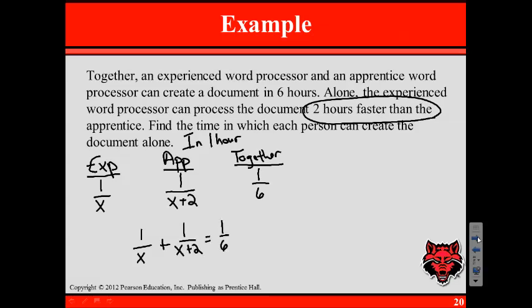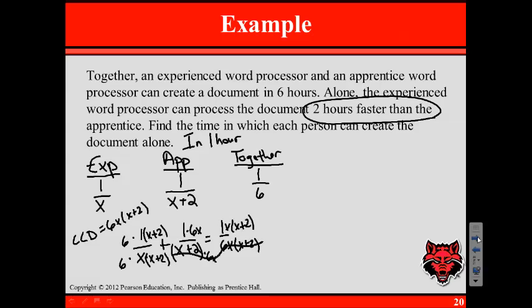We now need a common denominator. Here we have 3 different factors. They're all unique, so the LCD is 6x times x plus 2. Let's multiply each fraction by the appropriate factors. In the first fraction, we need a 6 in the numerator and denominator, as well as a factor of x plus 2. In the second fraction, we need a factor of 6 and x, so we multiply by 6x in the numerator and denominator. And on the right-hand side, we need an x and an x plus 2.